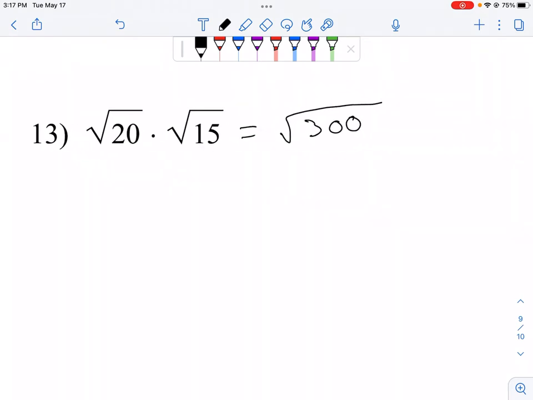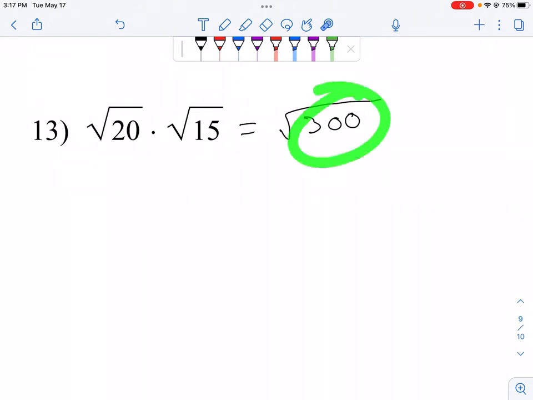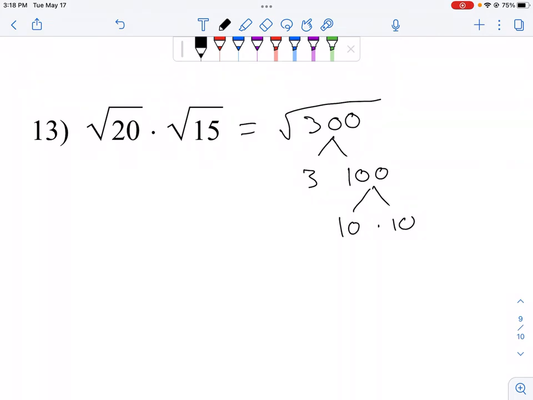Now that I've multiplied them up, I can simplify square root 300. I'm going to use 3 times 100. And just like in our first couple problems, 100 is 10 times 10. So square root of 300 could be rewritten as 3 times 10 times 10. I have some pairs here, so a 10 makes it out, and a square root 3 stays inside.